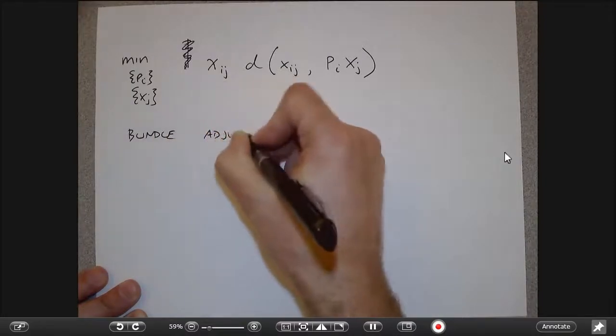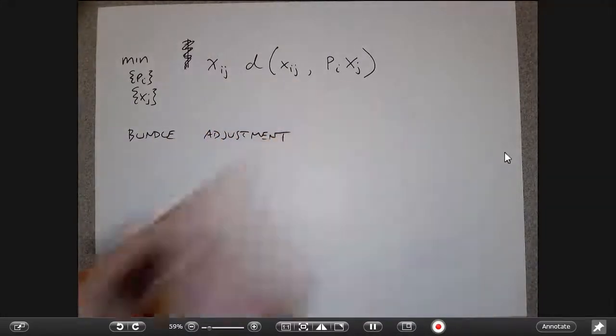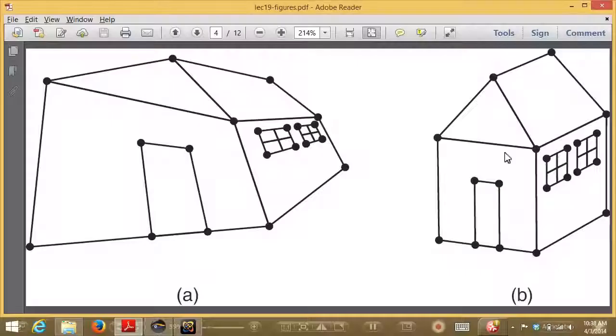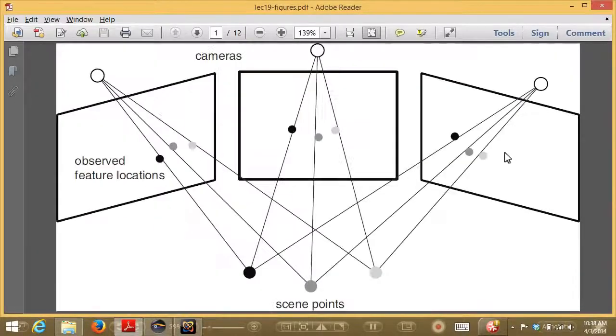We talked about this last time, where the idea is that the bundles are these rays that are coming from the camera centers to the points in the world, and I want to adjust these bundles to line up as well as possible with the observed feature locations on the image plane, right?